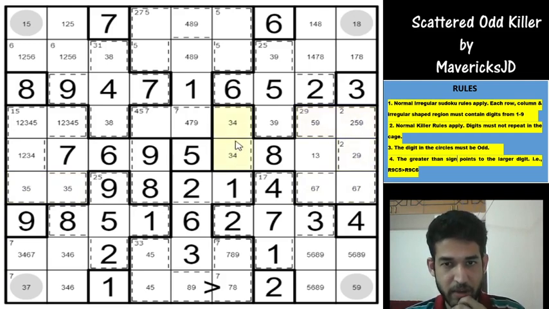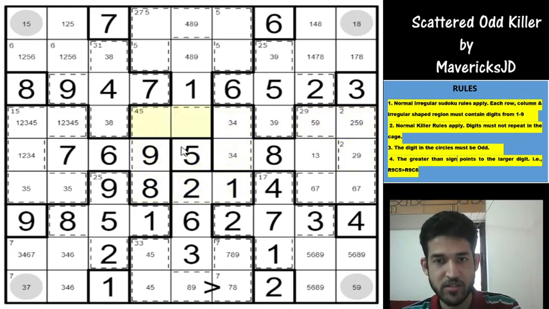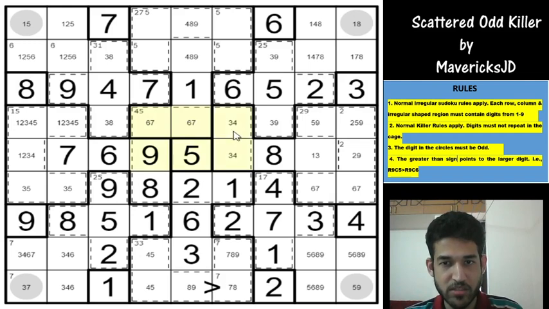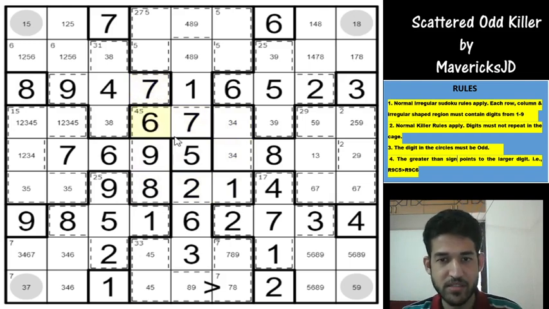Okay, so 3, 4 pair. 1, 2, 5, 3, 4, 8 and 9. So this would be 6 and 7, right? For the box, remember there is a middle box which sums up to 45 with 9 digits. So that's a 7, which means that's a 7, that's a 6.